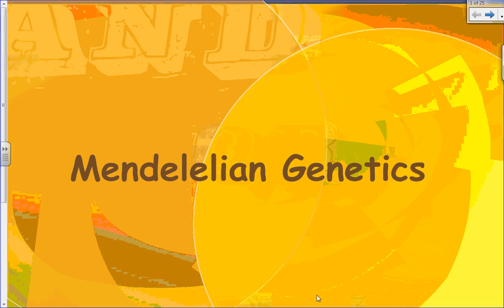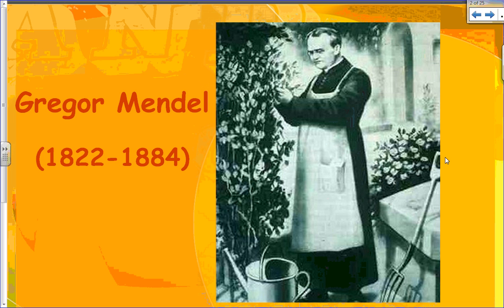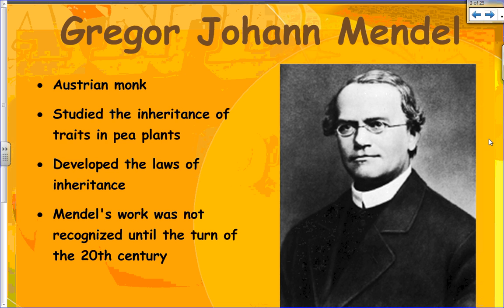Hi, this podcast is on Mendelian genetics, and this is actually an introduction to genetics. In our introduction to genetics, we'll start with a talk about Gregor Mendel, 1822 to 1884. He was an Austrian monk, and Gregor Mendel studied the inheritance of traits in pea plants.